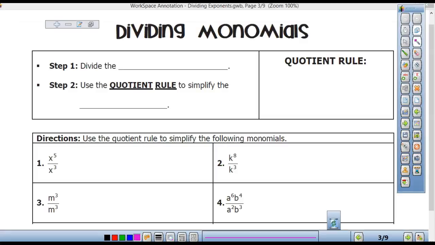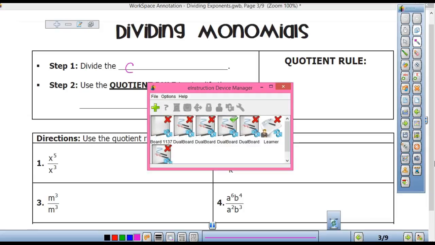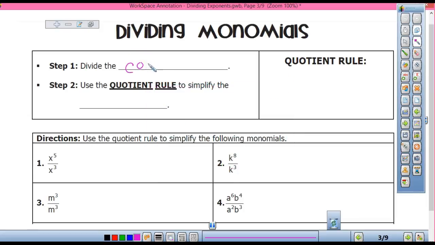All right. When we are dividing monomials, or dividing these things with exponents, we need to divide the coefficients, just like we've been multiplying them. And then we simplify the exponents.